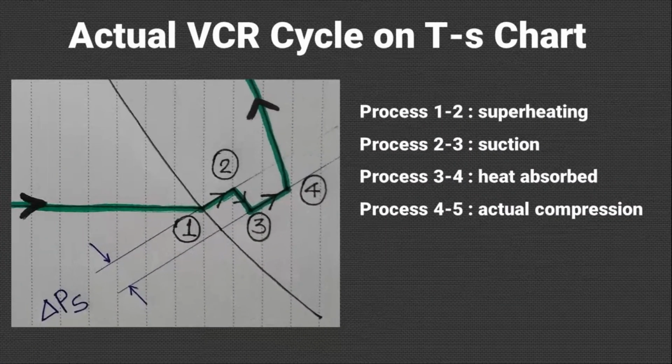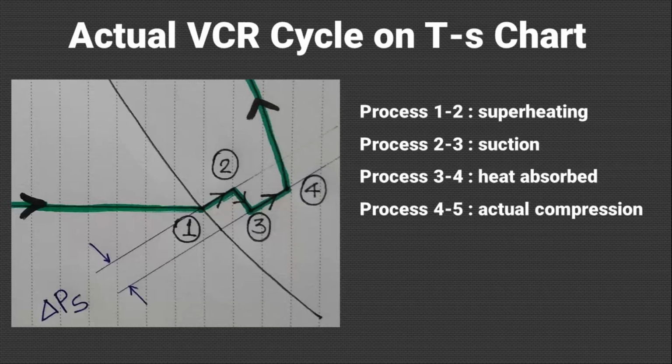Process 1 to 2. In this process, after completion of evaporation of refrigerant vapor, the refrigerant travels from the evaporator exit to the compressor suction. While being transported, it picks up heat from the surroundings and the vapors become superheated, which is shown by process 1 to 2. The automatic expansion valve generally maintains a specific point in the evaporator at around a certain temperature. Hence, the refrigerant gets heat after this point and superheats.